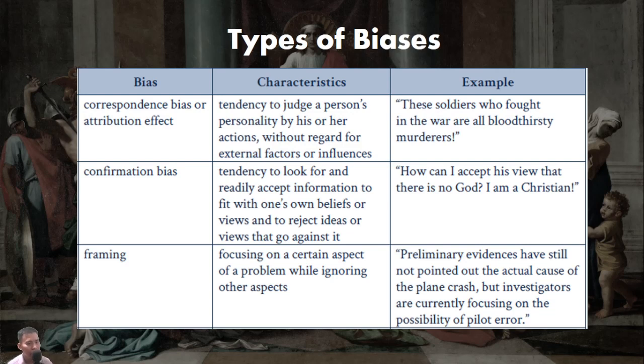Example: these soldiers who fought in the war are all bloodthirsty murderers. So that is bias, no? You cannot jump into conclusion that all soldiers did this. No, not all of them, because there are some deployed soldiers who were never involved in battles or war. So you simply attribute their profession, that they've got guns, meaning they have the ability to kill. Yes, they have the ability to kill, but not all of them were just like that.